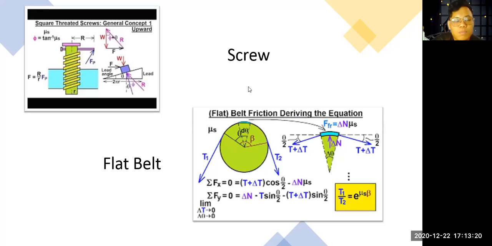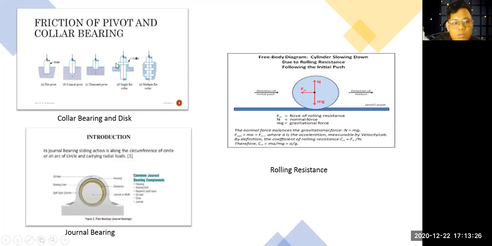Similarly we have screw, flat belt, pivot and collar bearing, channel bearing, and we have rolling resistance.